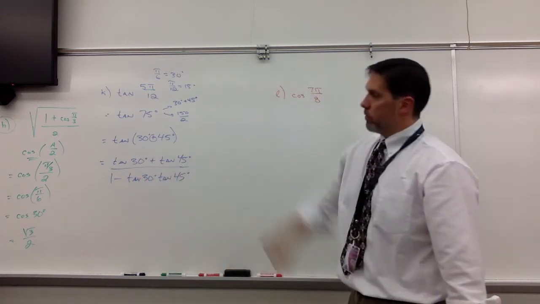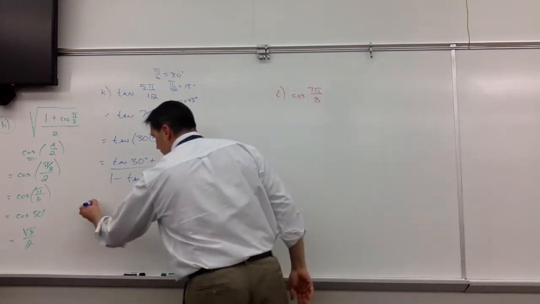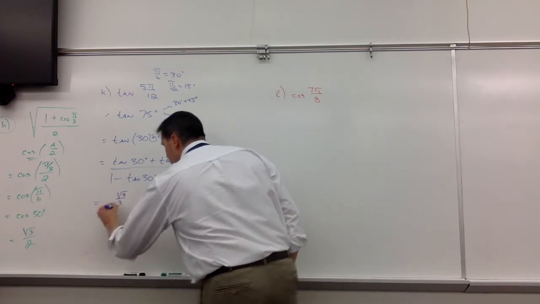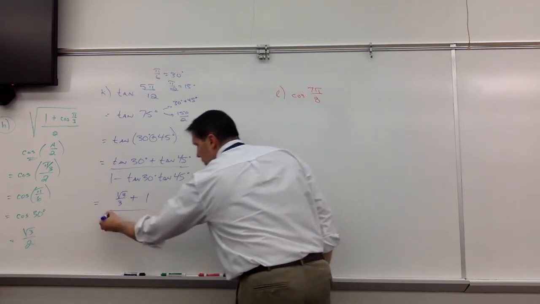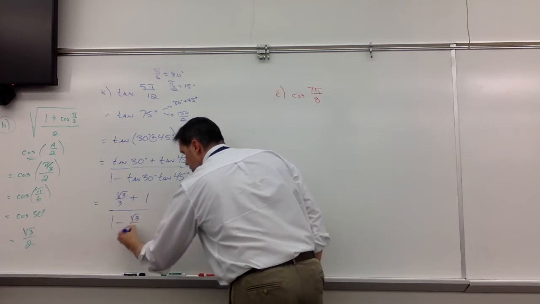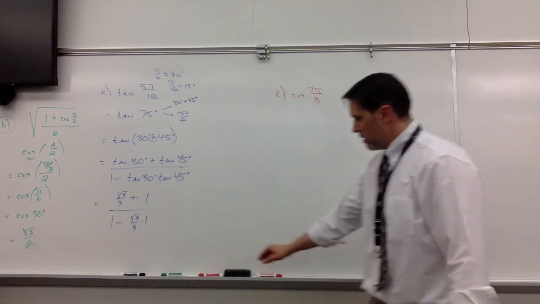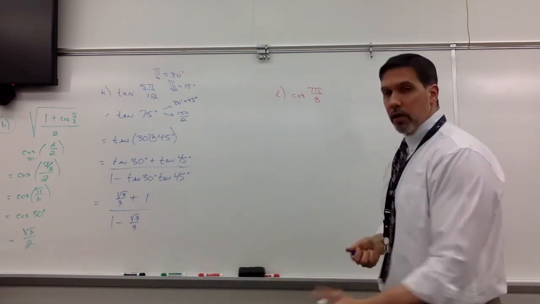All right, from those previous right triangles, we can verify that the tangent of 30 degrees is going to be the square root of 3 over 3. Plus, the tangent of 45 is just 1. And then we'll have 1 minus the tangent of 30 again, the square root of 3 over 3, times the tangent of 45, multiplying that by 1, in essence changing nothing there. All right, that's called a complex fraction.